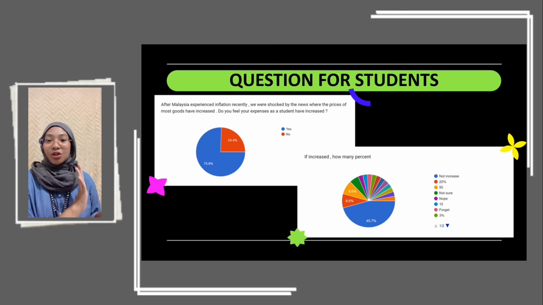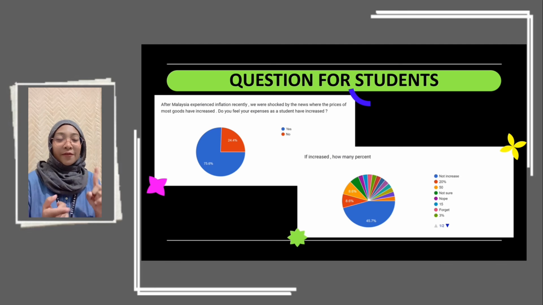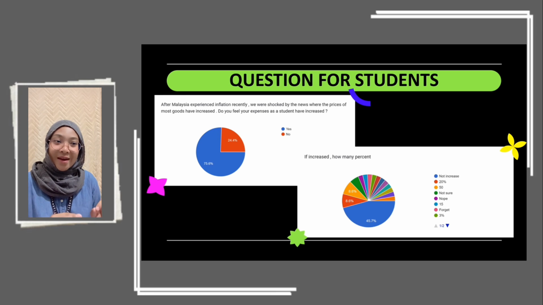If you look at this chart, you will notice that 45.7% of students see that their expenses have not increased, while 8.6% of students answered 20% and 50%, which means some students experienced an increase of 20% and some experienced a 50% increase in their expenses. And only a small minority answered that they are not sure, and some answered forget.